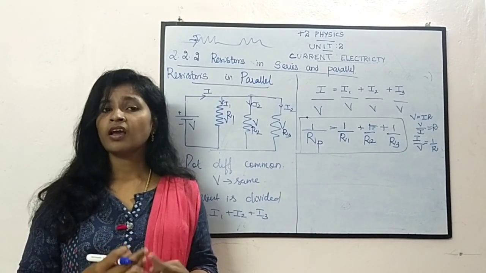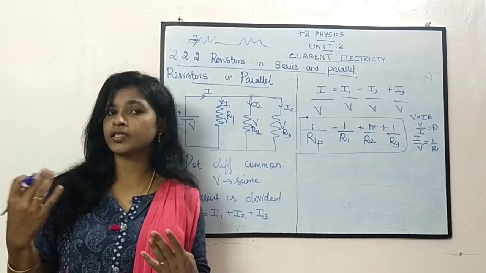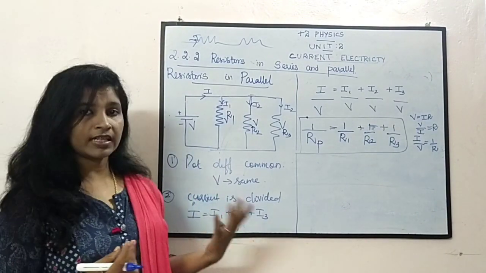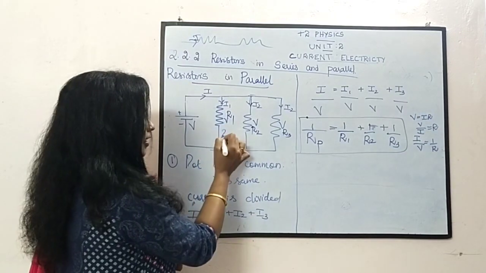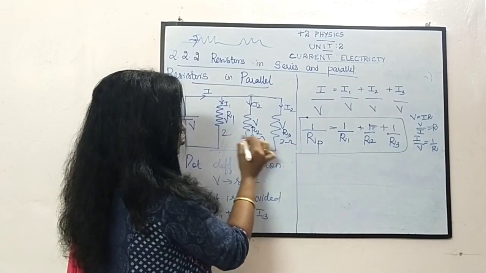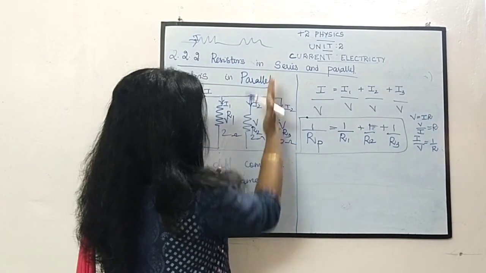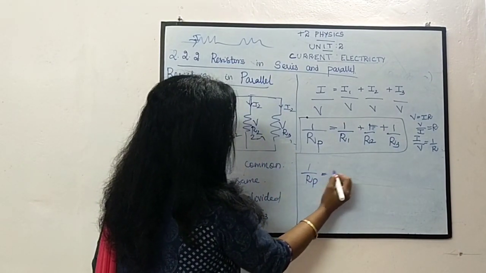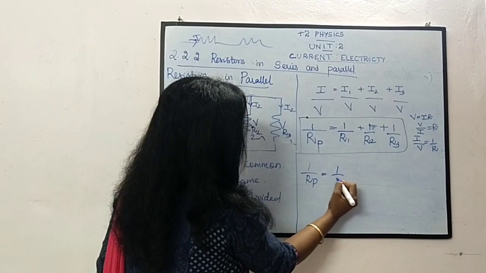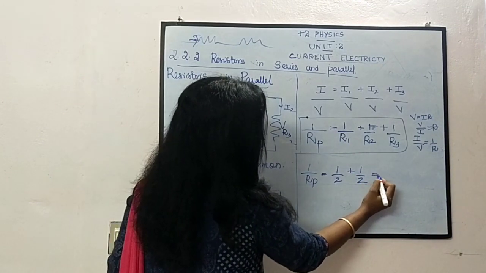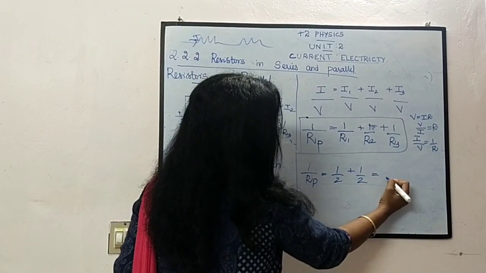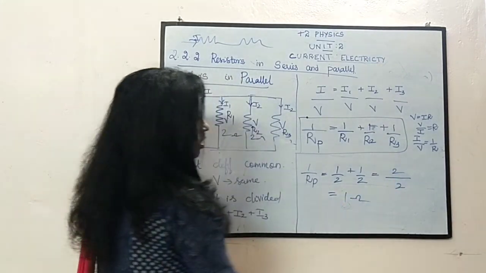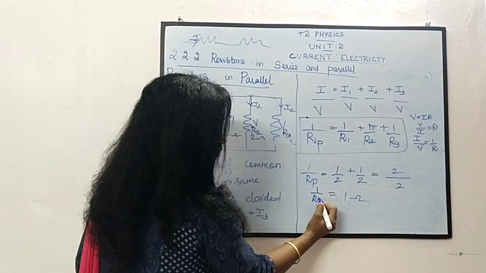Now let us see if the resistance increases or decreases. In series it gets increased. Here let us see whether it is increased or decreased. I am taking this as 2 ohms, 2 ohms. I am taking only 2 resistors, not 3. So if you want to find out the effective resistance, how will I write? 1 by 2 plus 1 by 2. It becomes 2 by 2, right? So this becomes 1 ohm. So 1 by Rp equals 1 ohm.